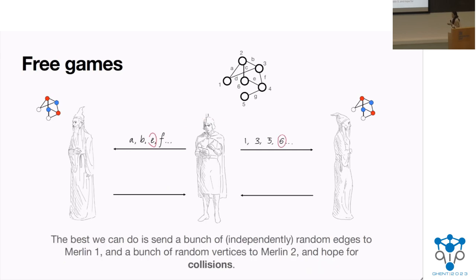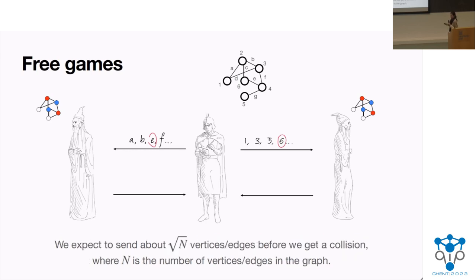Now, if you're not allowed to sample correlated questions, the best you could do is send a bunch of independently random edges to Merlin 1 and a bunch of random vertices to Merlin 2 and just hope for collisions. But as the graph gets really big, that's going to be pretty bad. Using the birthday paradox, we expect to send about root n vertices or edges before we get any collision, where n is roughly the number of vertices or edges in the graph. We'll just assume that the number of edges is O of the number of vertices for 3-coloring, and generally that tends to be where the hard instances are.